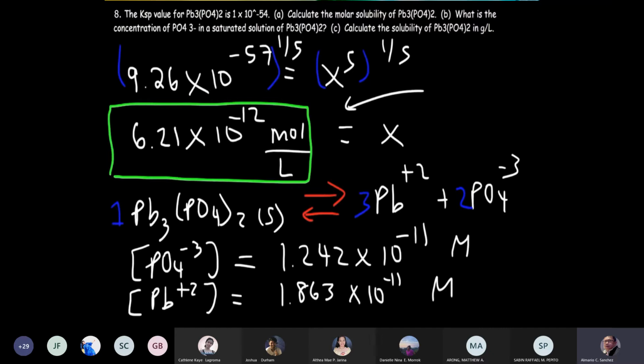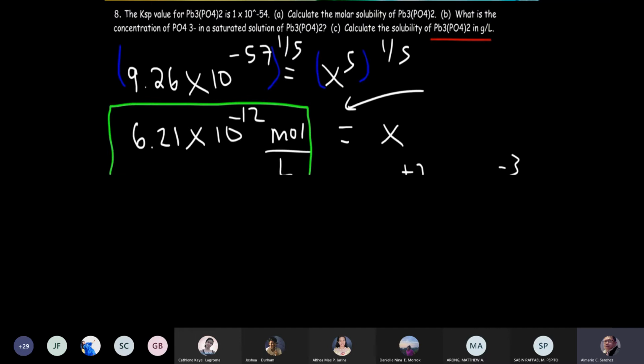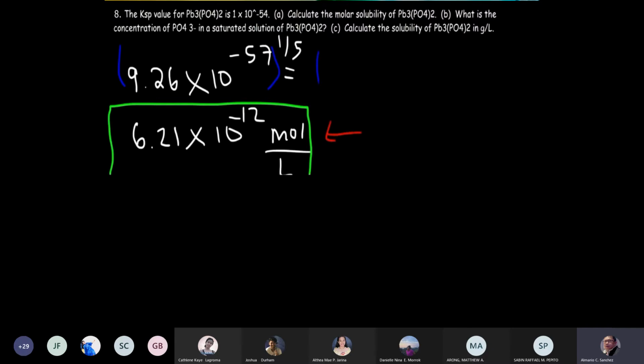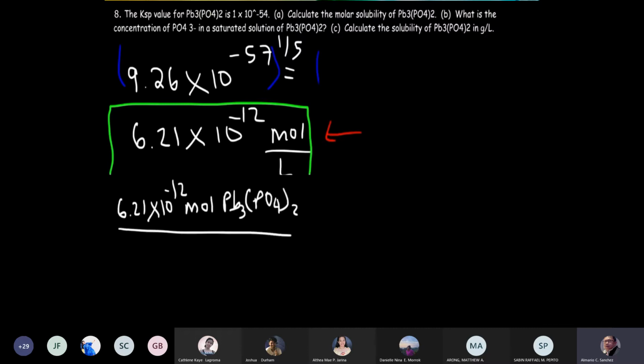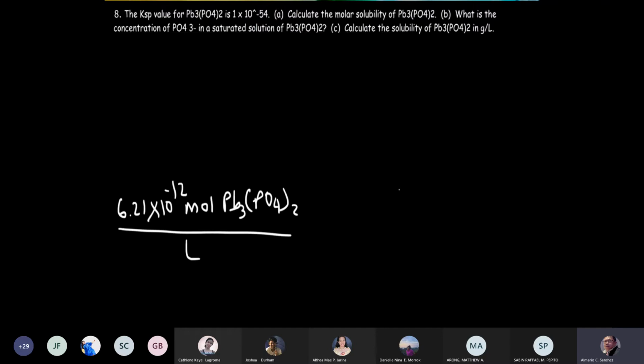Now let's move on to part C. Calculate the solubility of lead 2 phosphate in grams per liter. So we're going to start with this number, 6.21 times 10 to the minus 12 moles of lead 2 phosphate per liter. And all we need to do is convert moles into grams. So we need to calculate the molar mass of lead 2 phosphate.